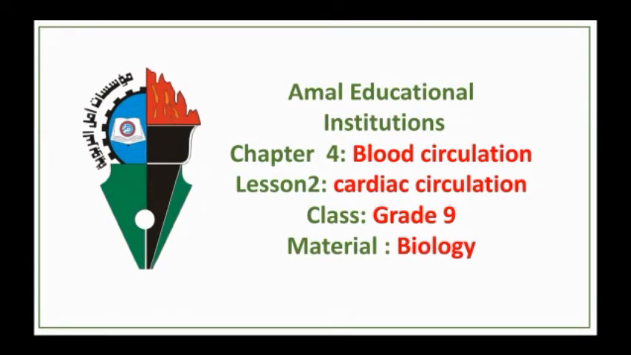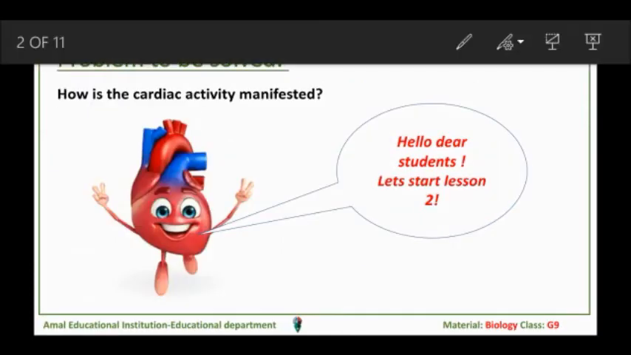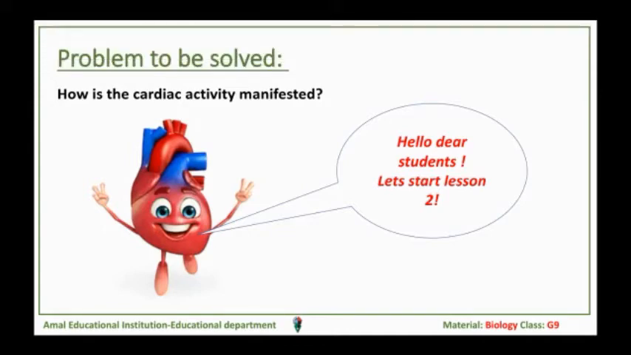Hello grade 9 students, today we are going to complete chapter 4, blood circulation. Before we start this activity, I want you to review the structure of the heart, the main chambers of the heart that we talked about. Please review activity 1 to complete this activity. In this activity we are going to see how cardiac activity is manifested.